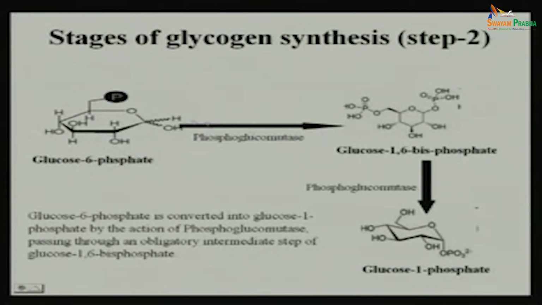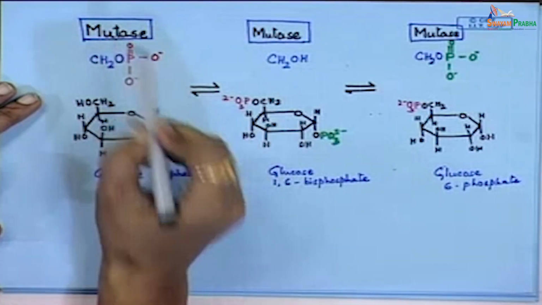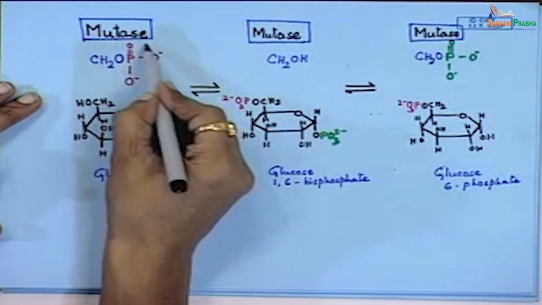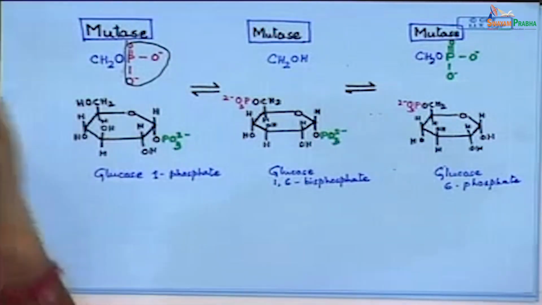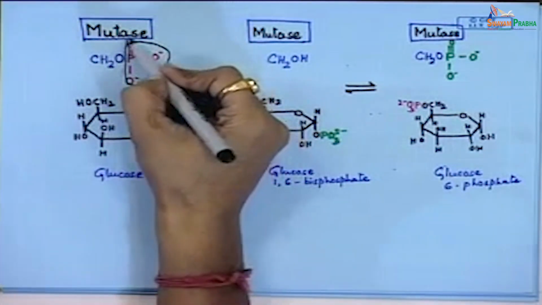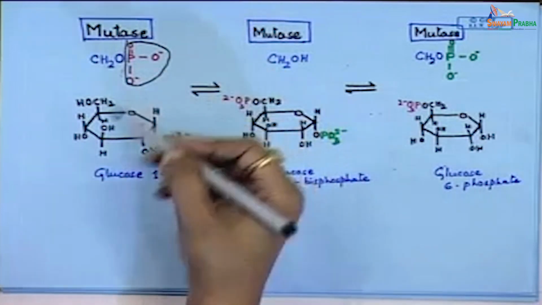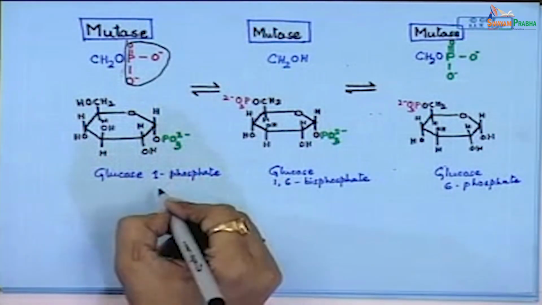Glucose 6-phosphate, in the presence of phosphoglucomutase, is converted to glucose 1,6-bisphosphate, which is a very unstable intermediate product, and ultimately it produces glucose 1-phosphate. Now see, this is the structure of the mutase enzyme, which has one phosphate group within its structure. This mutase enzyme has its phosphate group within it. Now glucose 1-phosphate is there.